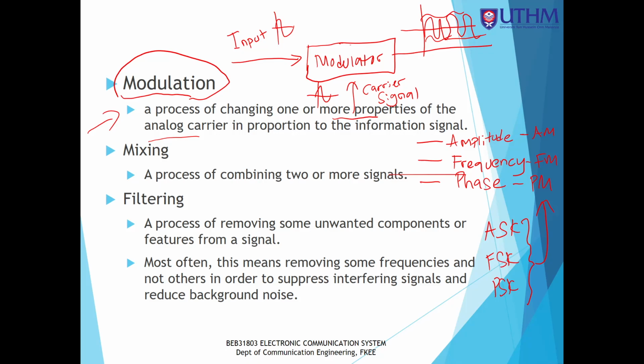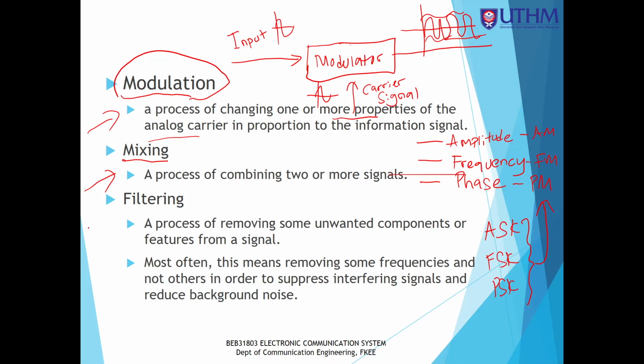Okay, and then mixing. You see that mixing is also like modulation in that it involves at least two inputs. Mixing also needs at least two inputs. When mixing, it only combines two or more signals without changing the properties of the signal. Remember that mixing does not change the property of the signal. Okay, berbeza dengan modulation. Different from modulation, mixing only combines without changing the properties of the signals.